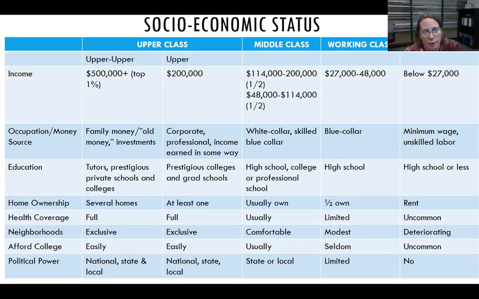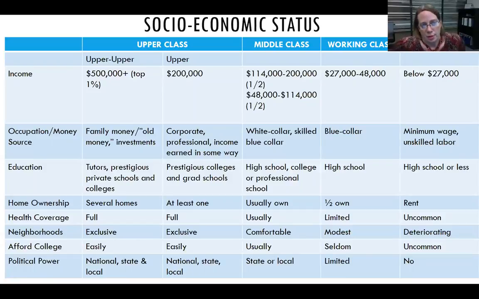Middle class, two groups here. Those making 114 to 200,000 is half of this. So upper middle class, and then you have lower middle class, which is 48,000 to 114,000. They tend to be white collar or skilled blue collar. White collar is typically people that work in an office. They may be professionals. Education is high school, college, or professional school. They usually own a home, usually have health coverage. They live in a comfortable neighborhood. They may or usually be able to afford college, and then they have some state or local political power.